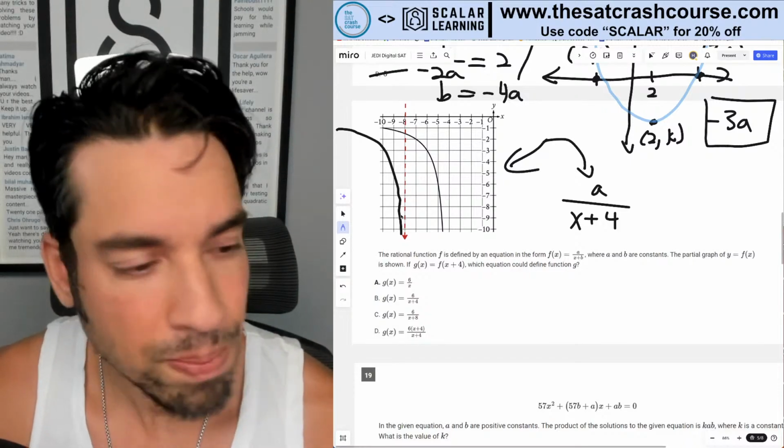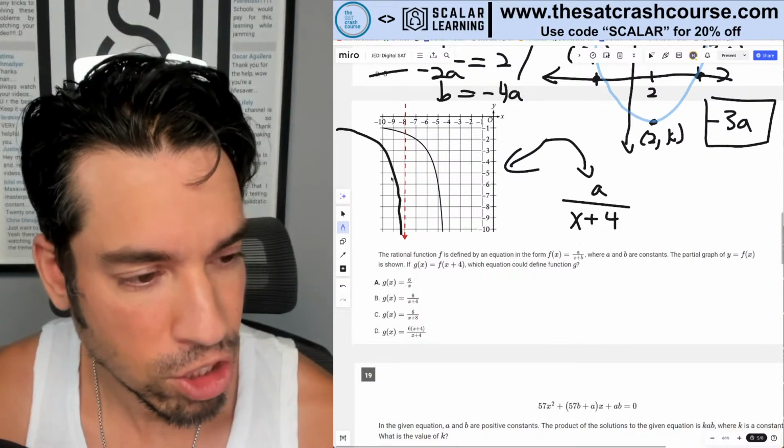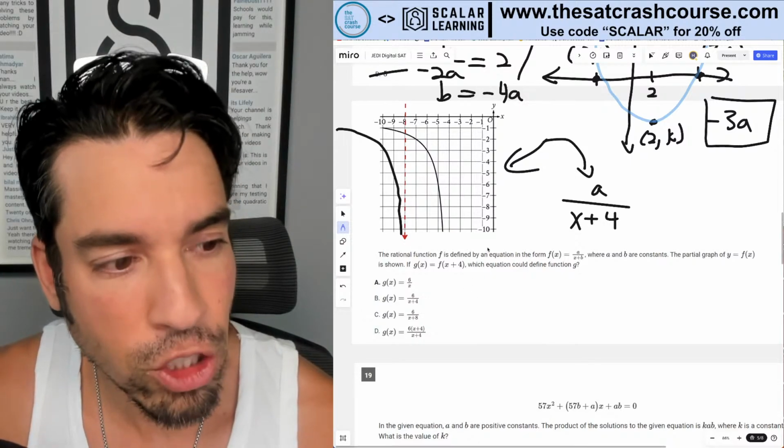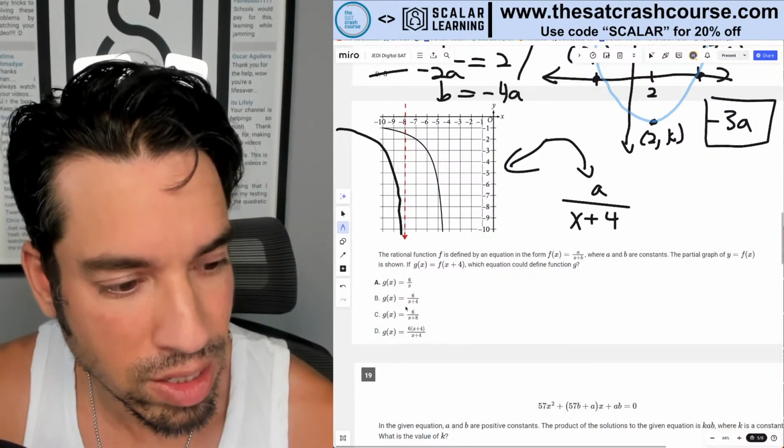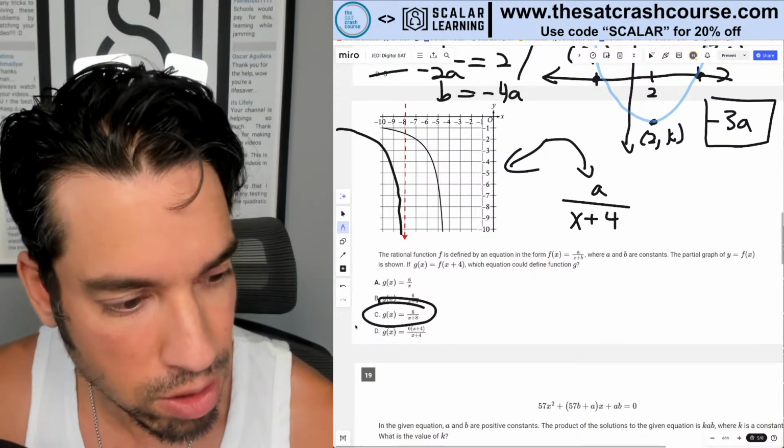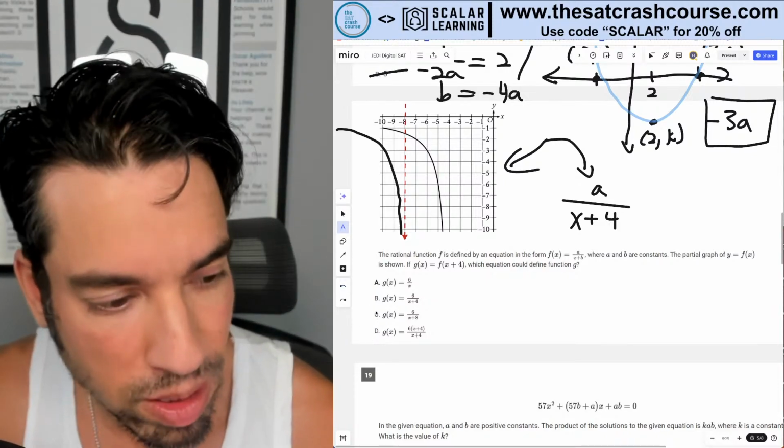And now we've got a really good position to analyze this. So what I should see for my vertical asymptote in the denominator is x plus 8. Ooh, I see it right here. I don't see it anywhere else, and it's probably C for the win.